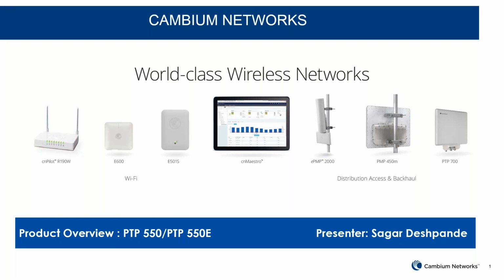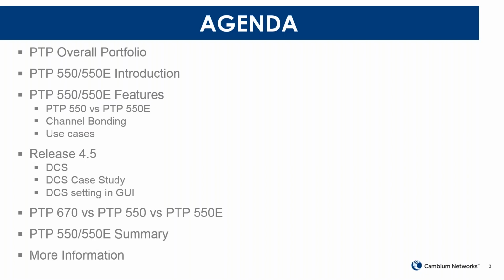Thanks, Olivia. All right, so today for our webinar, we'll be covering the introduction to PTP 550. The predecessor to the 550E is the PTP 550. So in today's agenda, we'll be covering the overall PTP portfolio that Cambium Networks has. We'll be focusing on the PTP 550E introduction, talking about some of the key features, some of the new features about 550E. Next, we're going to talk about Release 4.5, which is the next upcoming release, and a very important feature called DCS that's going to be there.